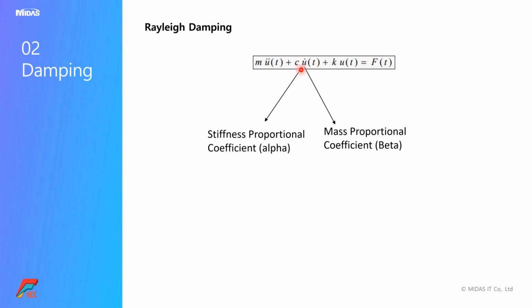So here, for the damping component or Rayleigh damping component to be calculated, we need two coefficients, which are the stiffness proportional coefficient and the mass proportional coefficient. And to calculate these two, we need to have the fundamental frequencies, F1 and F2, and the damping ratios.